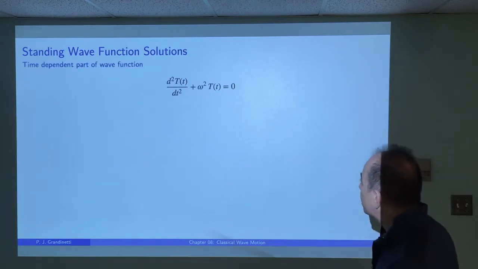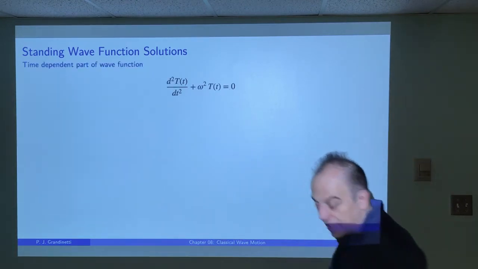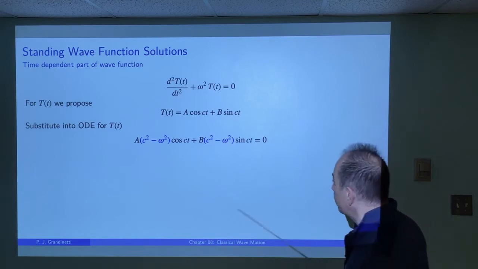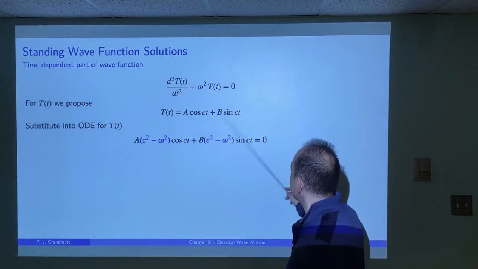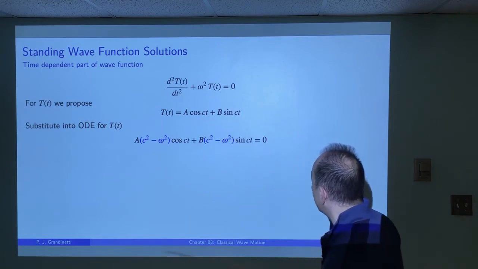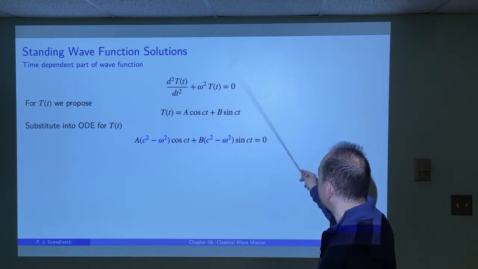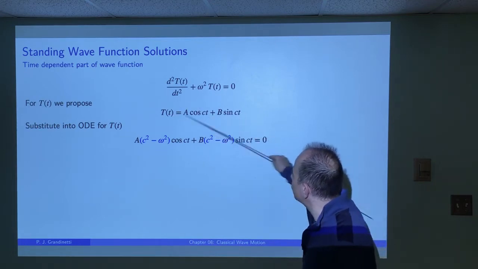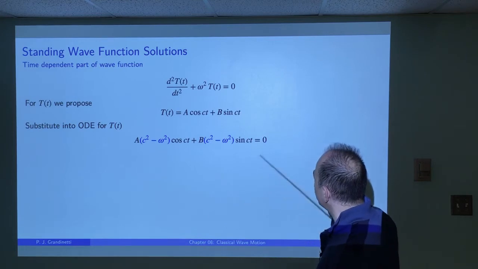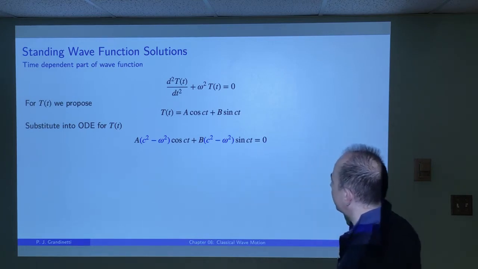So let's focus on the time-dependent part. Here's the equation. We just need to solve that differential equation to get the t function. So we're going to propose a solution, and I'm going to propose a solution that's just some oscillation, A cosine ct, where c is some undetermined constant, B another undetermined constant times sine ct. We take this proposed solution, and we plug it into our differential equation, and we get this result.